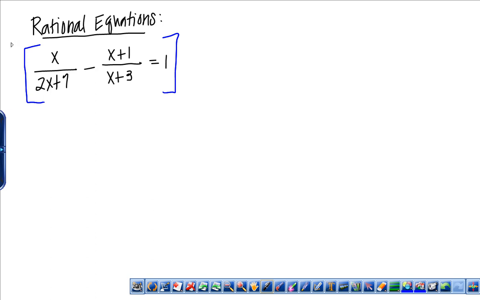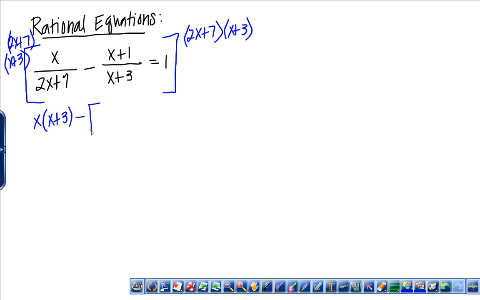So I'm going to multiply by 2x plus 7 and x plus 3. And I'm going to do that on both sides so that I can get rid of this fraction. If I multiply this first fraction by both of these, I'm going to be left with an x and an x plus 3, because my 2x plus 7 cancels. Minus, okay, this minus is going to go to both of these. My x plus 3's cancel, so I'm going to have an x plus 1 and a 2x plus 7.